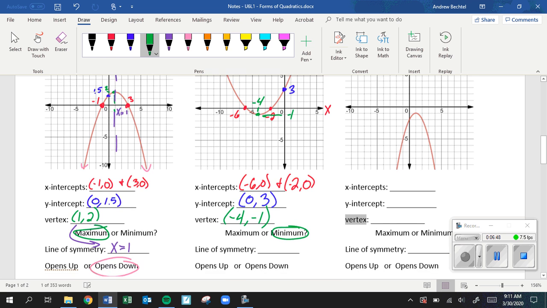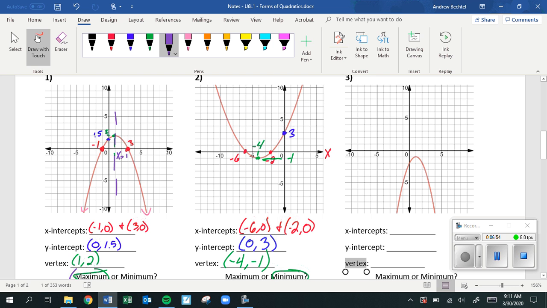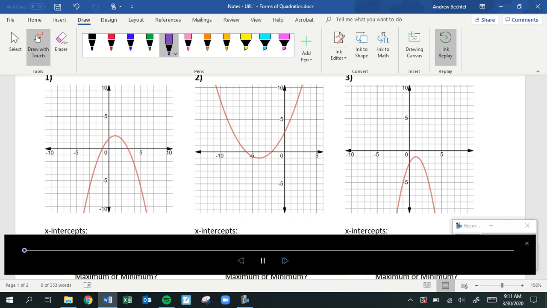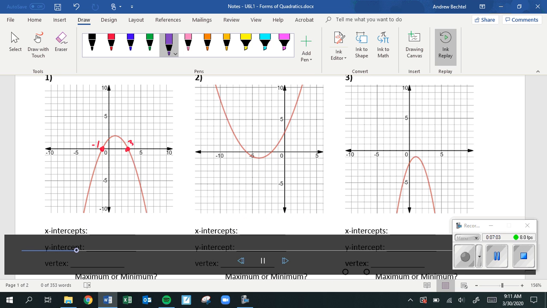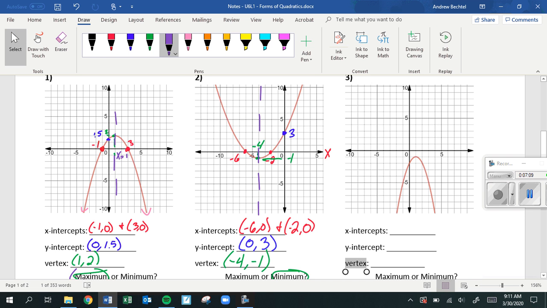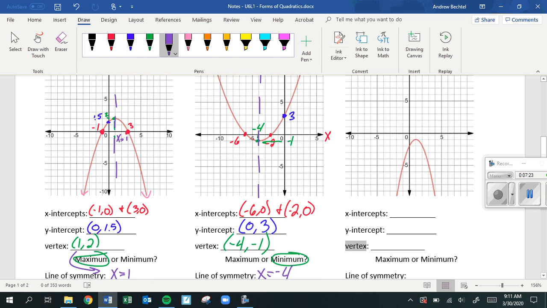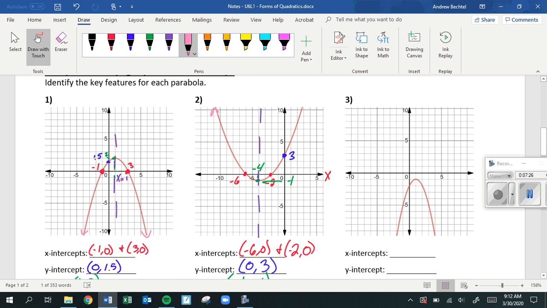That brings us to the line of symmetry. The line of symmetry goes through the vertex. It cuts the graph in half. So if we see this purple line here, it's cutting that U-shaped graph in half. So that is the line of symmetry. And again, it goes through this x coordinate here. X equals -4. Opens up or opens down, we have to look at the ends of the arrows. This keeps going up, so it opens up.